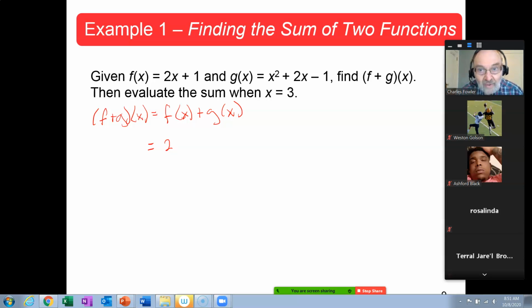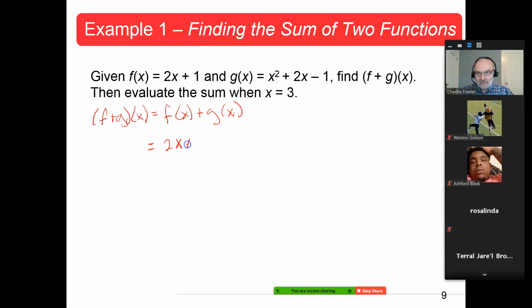Okay. We're in Chapter 1, Functions and Their Graphs, Section 1.8, Combinations of Functions and Composite Functions. And we're on Example 1, bottom of page 76. What we're doing is addition combination. f plus g of x, and that's simply f of x plus g of x. Here's your f of x, 2x plus 1, plus x squared plus 2x minus 1.